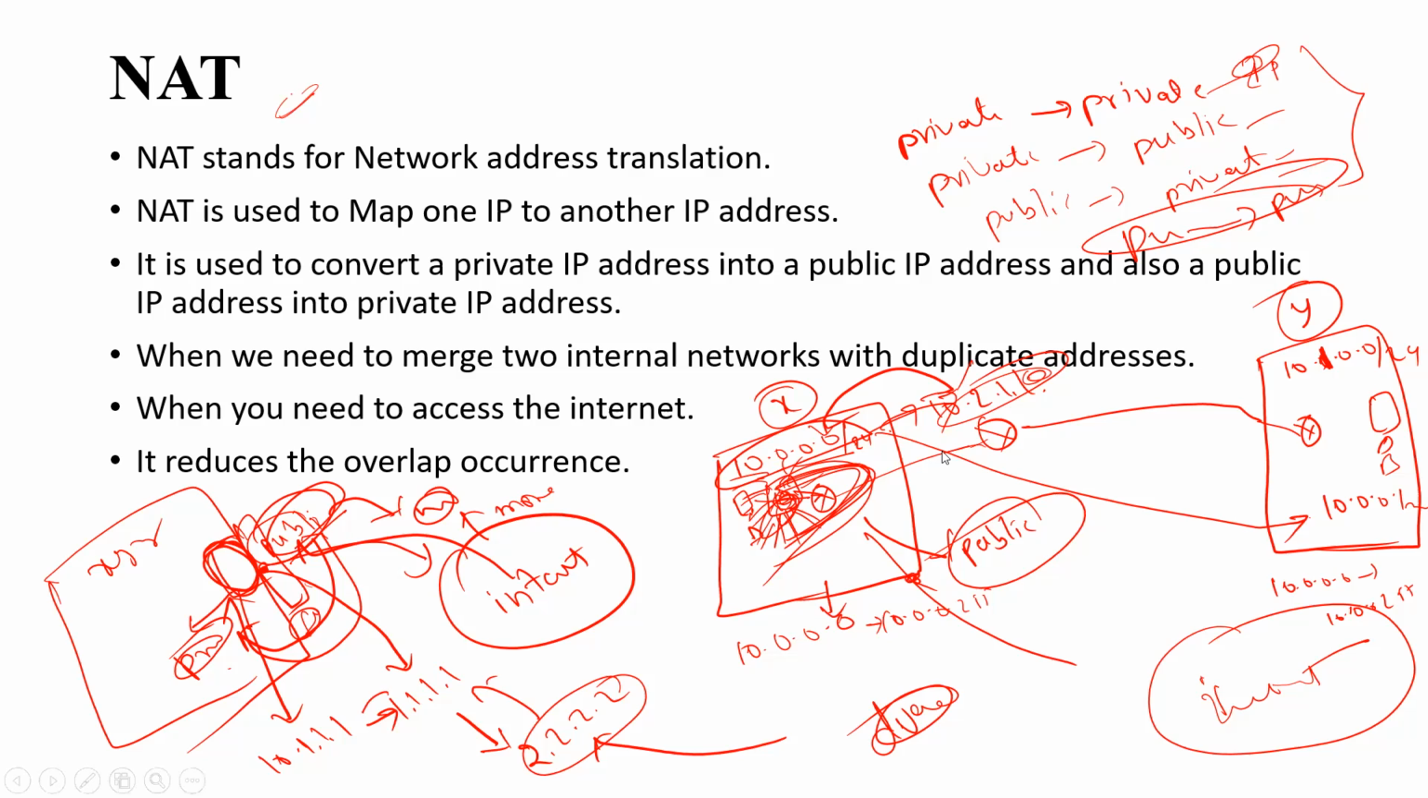So when you are trying to access the internet also, what's happening is our private IP address will be translated to a public IP address. So in your case also NAT is helping here. And it helps to reduce overlap occurrence, in the sense that here we have one subnet, and here also the same subnet. So to avoid the overlapping, we are using NAT. This is a brief about NAT.